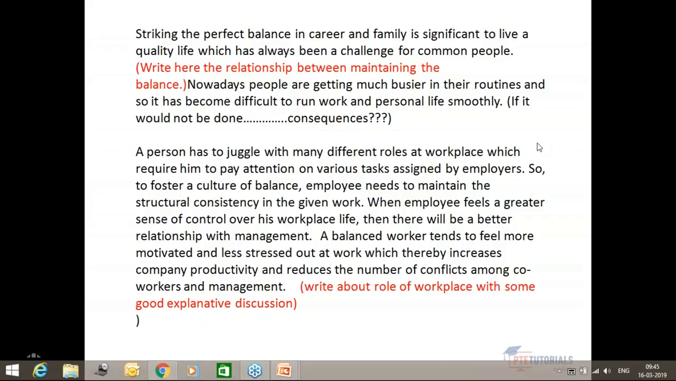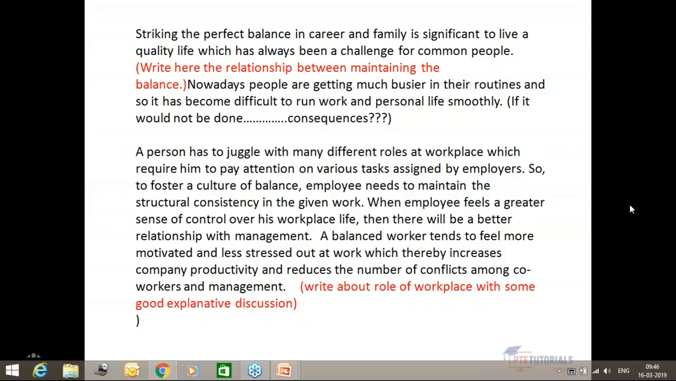So let's check it. A person has to juggle with many different roles at workplace, which require him to pay attention to various tasks assigned by employers. So, to foster a culture of balance, an employee needs to maintain structural consistency in the given work. When an employee feels a greater sense of control over his workplace life, then there will be a better relationship with management. If one person does his or her duties with whatever the company needs from him, and he is working on the same things, definitely the relationship between the management and the workers would be smooth.